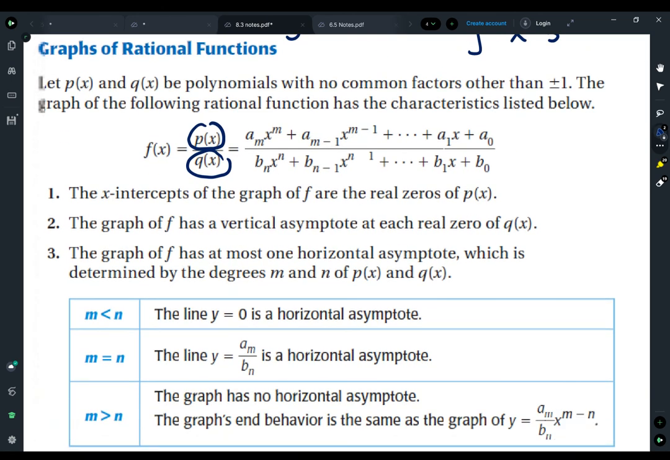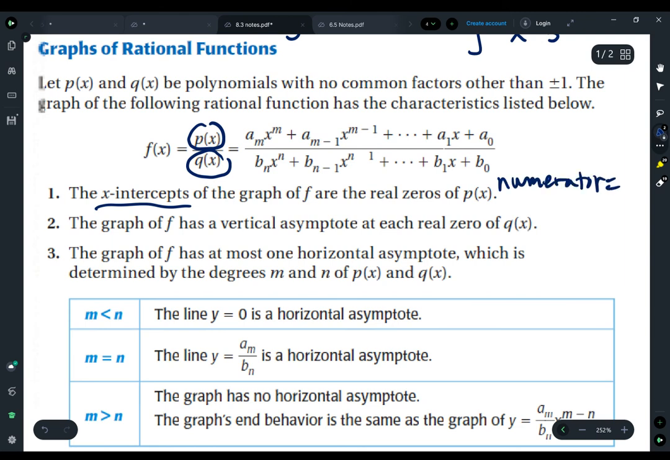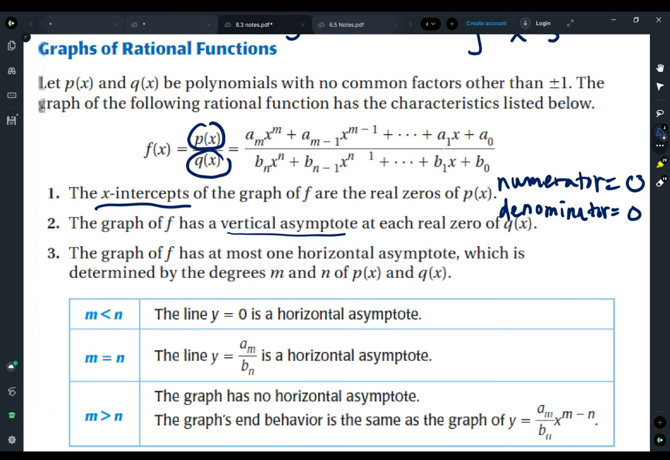So we still have our x-intercepts as the real zeros of p of x. So p of x is our numerator, so that still means we get x-intercepts from having our numerator equal 0. So we're taking this language from the textbook and we're just simplifying it. The graph of f has a vertical asymptote at each real zero of q of x, so that's our denominator. So remember, anytime our fraction is undefined, that gives us asymptotes. And things become undefined when you have a 0 in the denominator. So vertical asymptotes come from our denominator equal to 0.